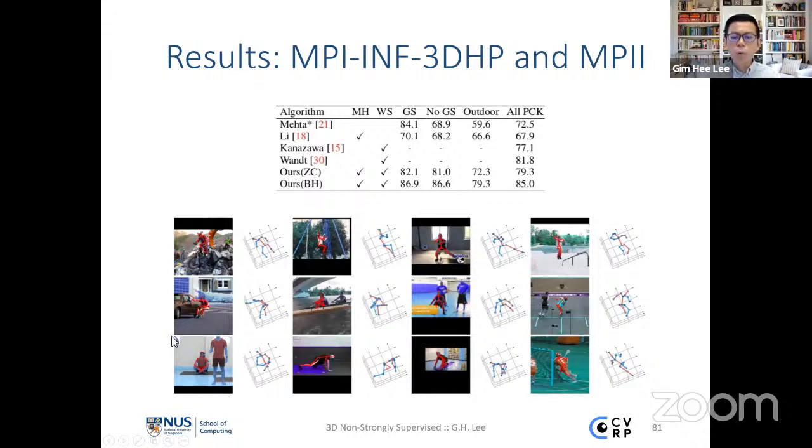And here are some qualitative results on the MPII dataset. We can see that the 3D human pose estimated from our network is actually reasonable given all these 2D images as the input.